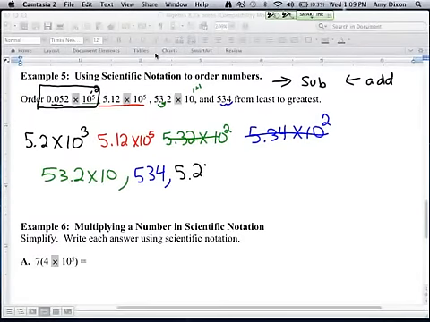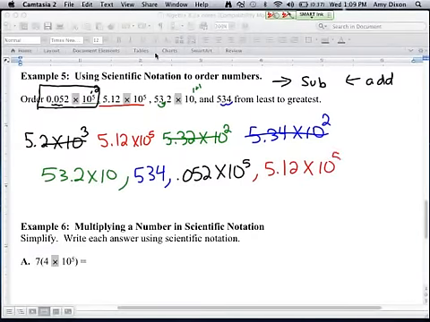Oh, I wrote it wrong. Sorry. 0.052 times 10 to the 5th. And then that leaves us one number left here. So we get 5.12 times 10 to the 5th. So that's how we put them in order.